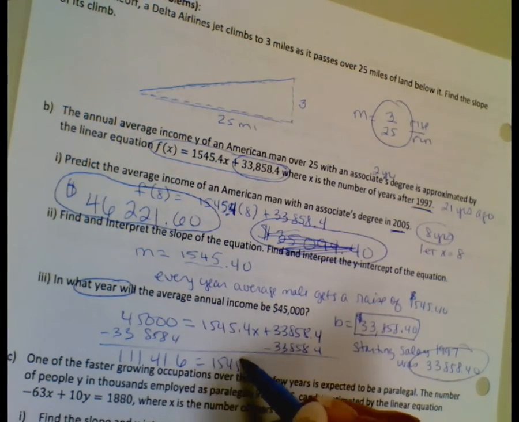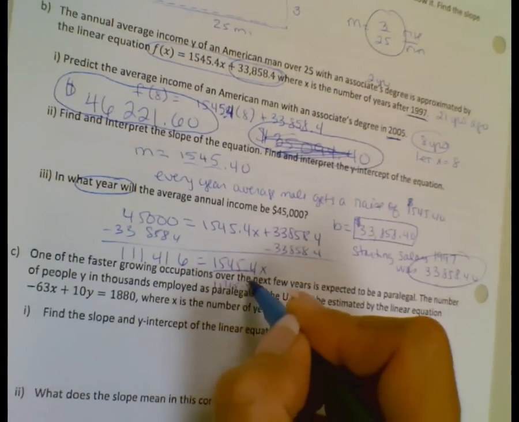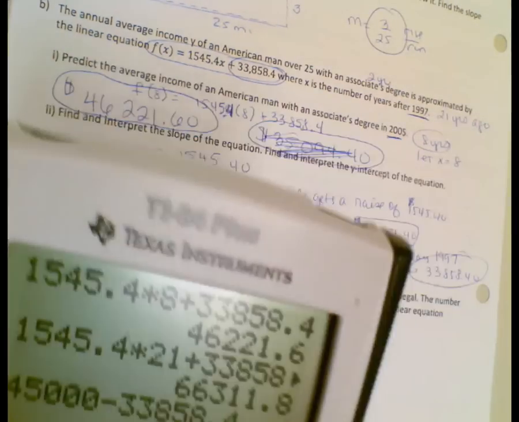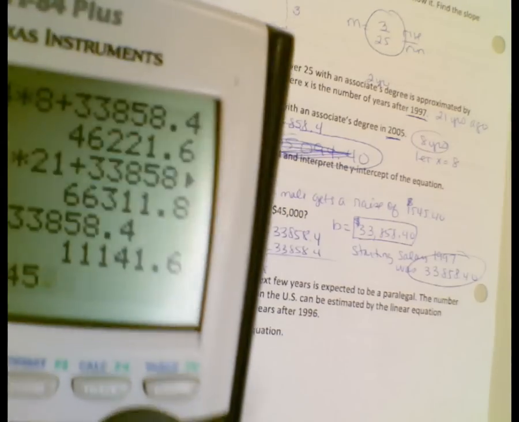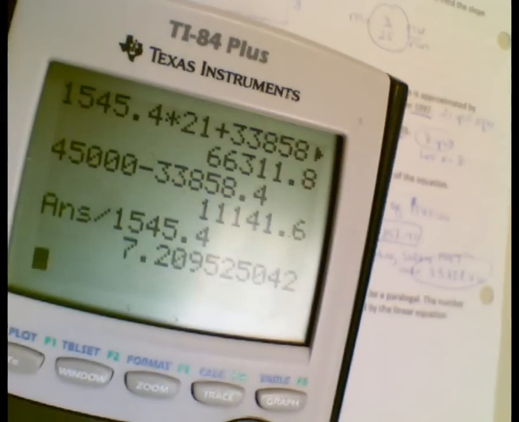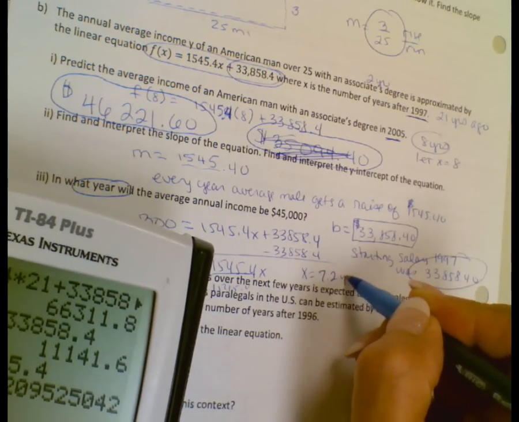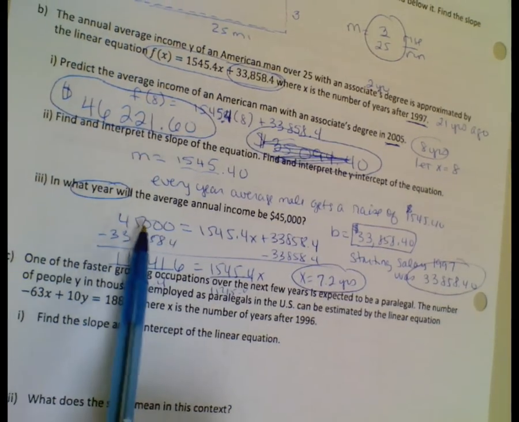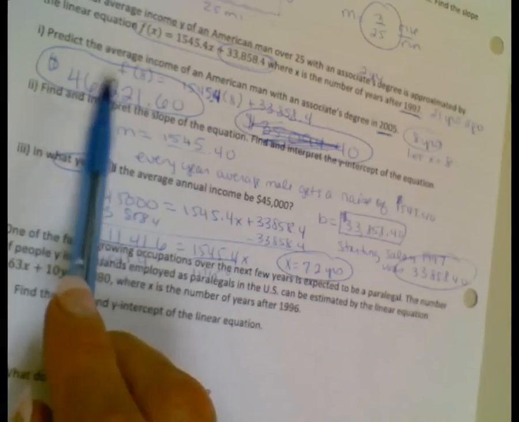All that equals this. And to get rid of this number, we're going to divide both sides by 1545.4. I don't have any room left. I write too big. So you take this number right here and you divide it by 1545, which is the slope, 0.4. So it says x is about 7.2 years. In about 7.2 years, he'll be making about $45,000, which makes sense. It should be less than 8 because 8 was 46,000.